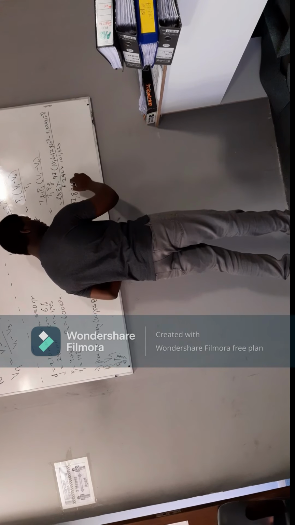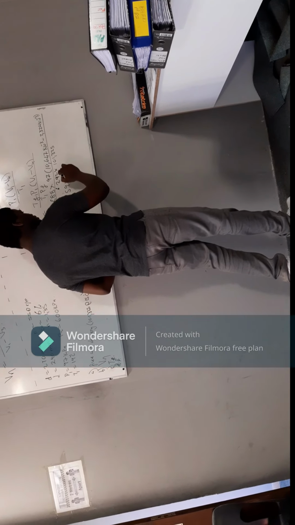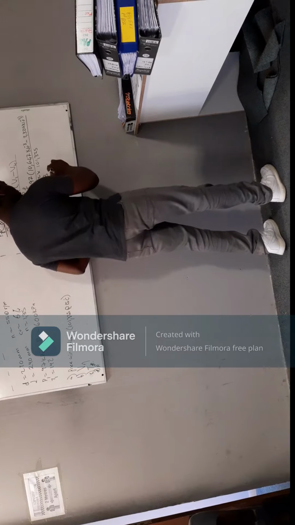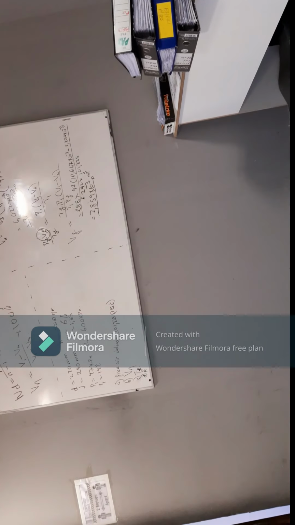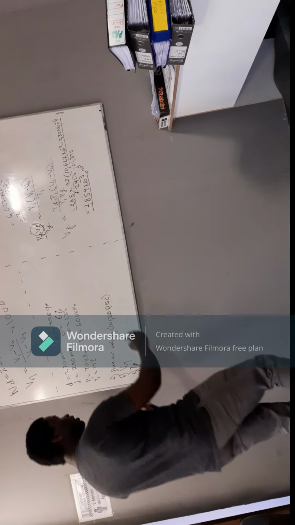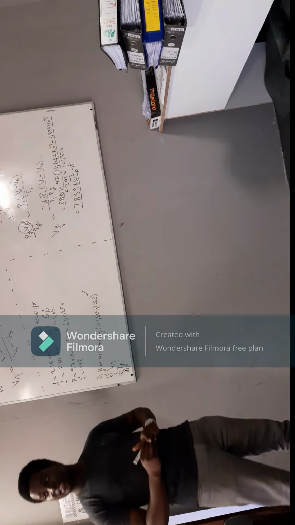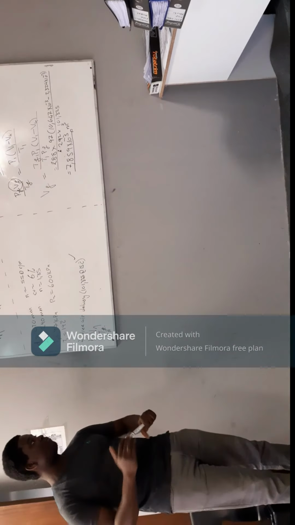7.859 times 10 to the power minus 10. This is your volume. Are we together? This is the value of the volume. This is the free air delivery volume that they've asked you to calculate. Are we together? This is our free air delivery volume.